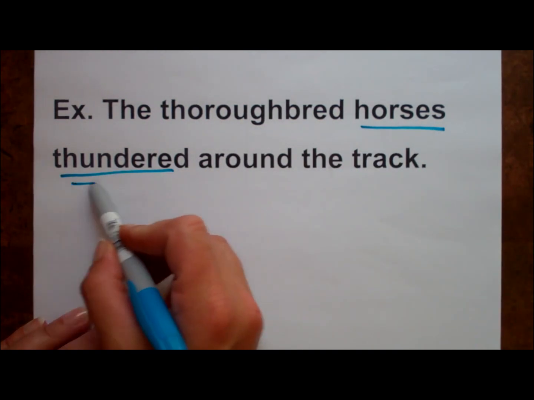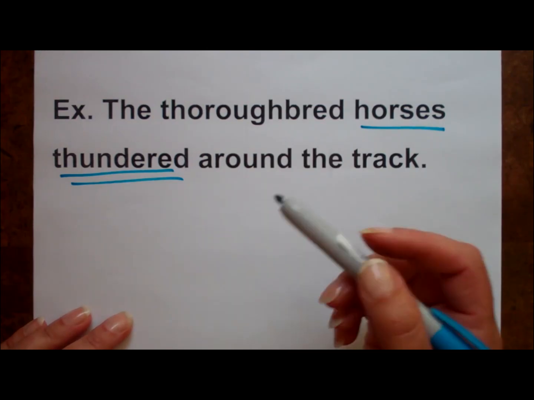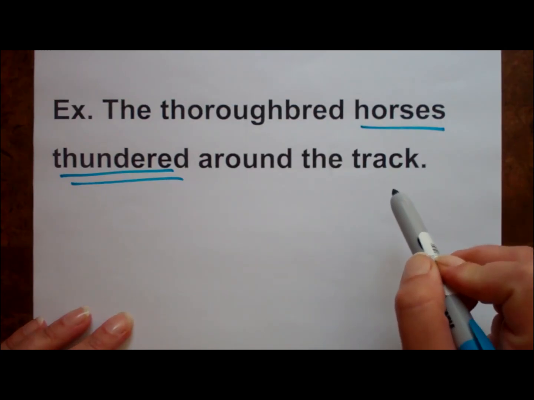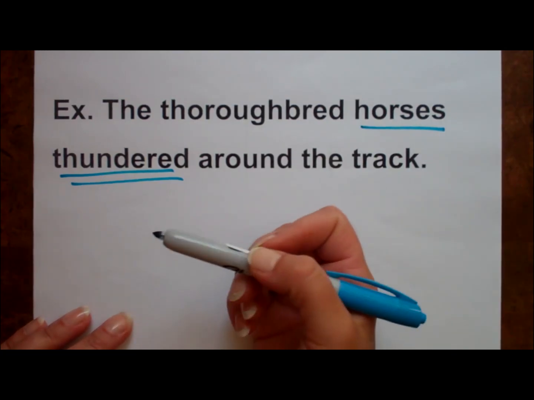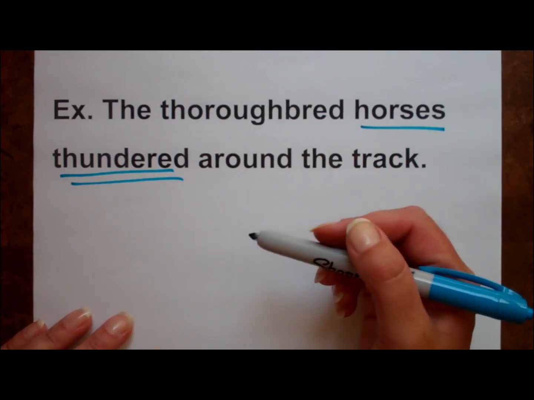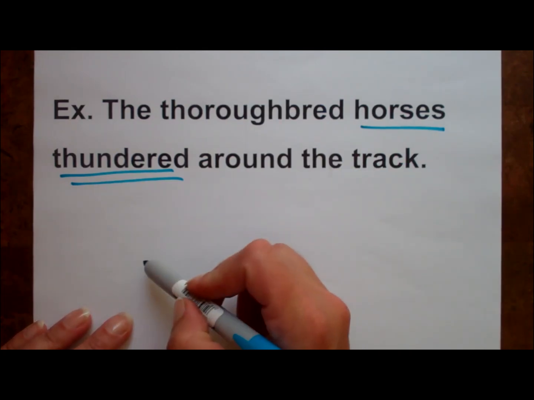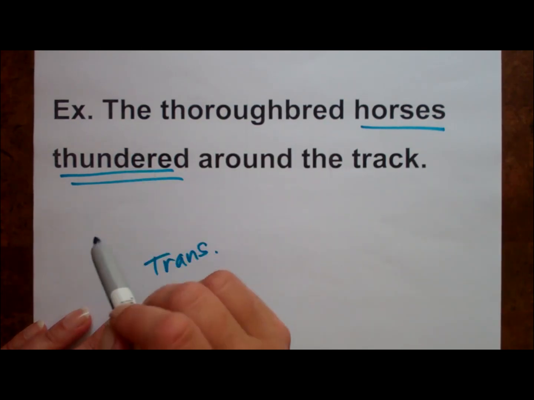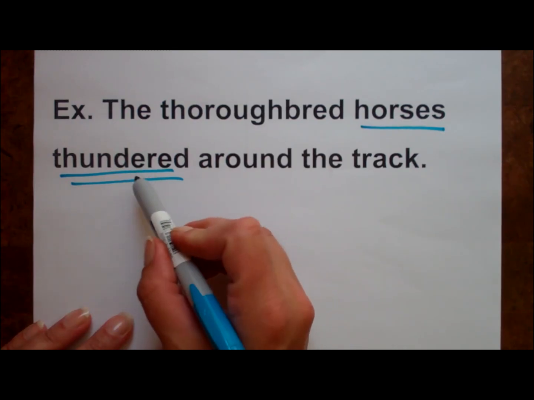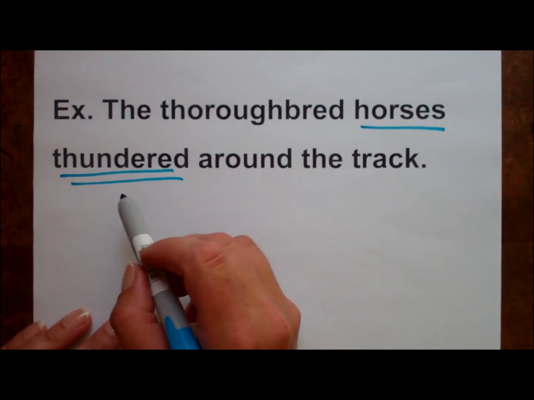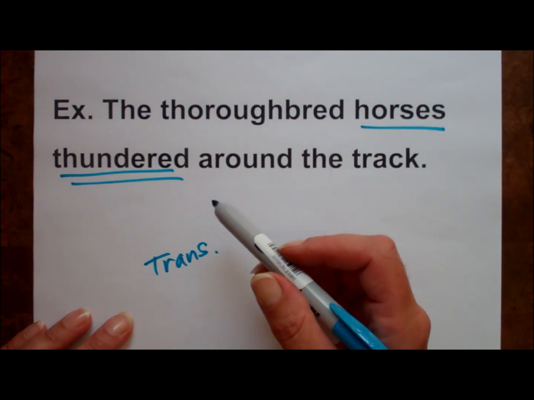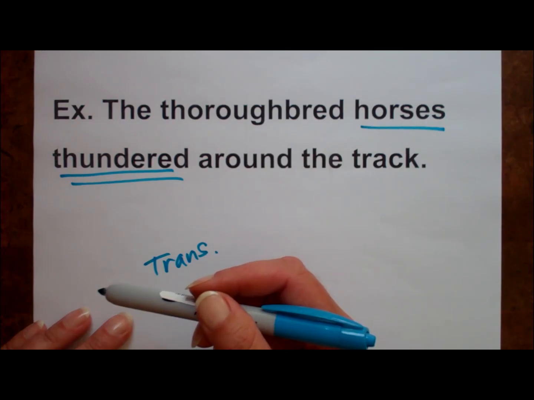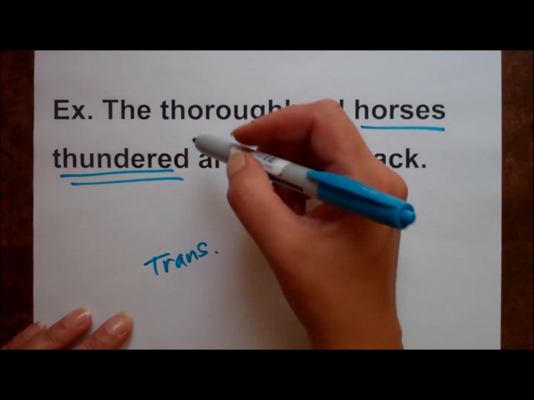Horses thundered what? There's no good answer to that question. While track is a noun, it doesn't complete the meaning of the verb thundered. So what's the deal? Remember that a direct object only occurs in a sentence with a transitive verb. What we have here is an intransitive verb. The word thundered is complete by itself. Be careful of these types of sentences. In our language, intransitive verbs are often followed by prepositional phrases, which can sometimes be tricky.